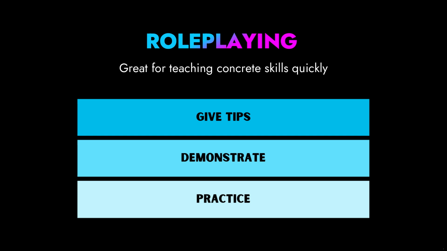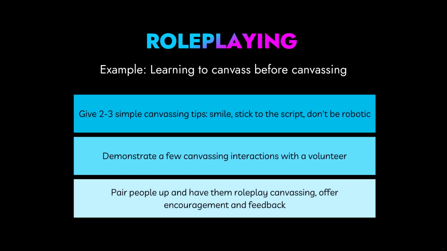And third, practice. For example, let's say I'm training 6 volunteers to canvass door to door, and I have 30 minutes to get them trained up and ready to go before we start knocking. My first step would be to give them some simple tips for canvassing. I usually stick to only 2 or 3 tips when I'm running role plays.